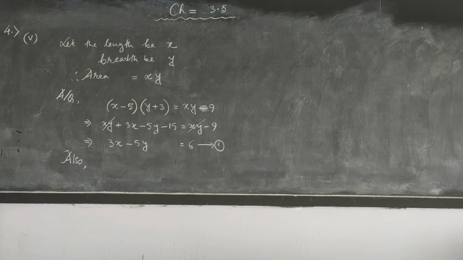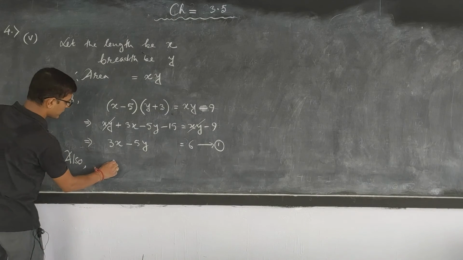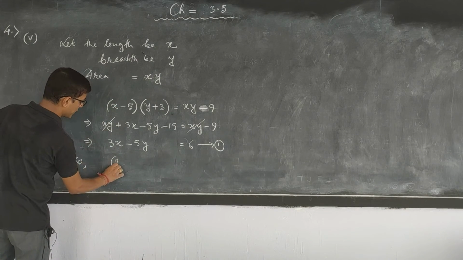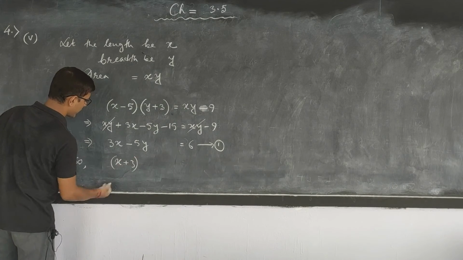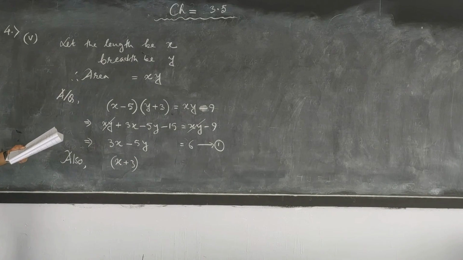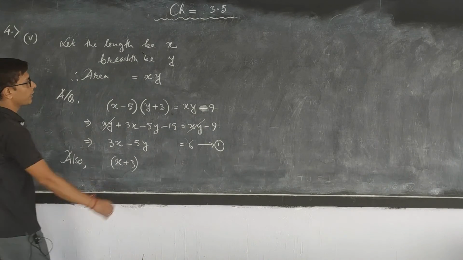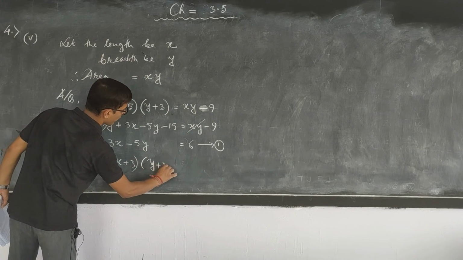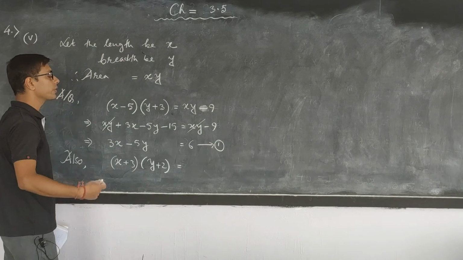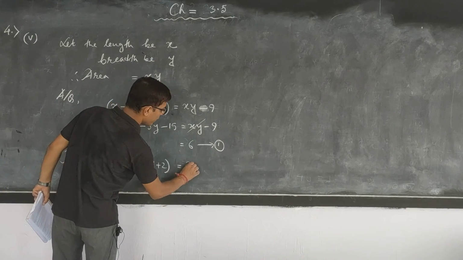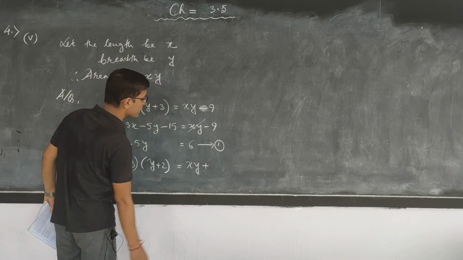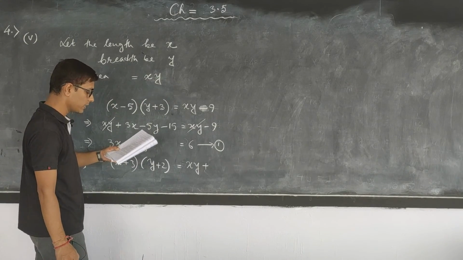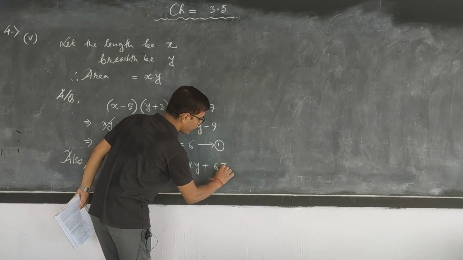Also, if we increase the length by 3 units and breadth by 2 units, length and breadth both are increased now. Earlier the length was x, now it is increased by 3 units, so x plus 3. And breadth is increased by 2 units. Earlier the breadth was y, now it is y plus 2. Now the area is increased by 67 square units, earlier it was xy.